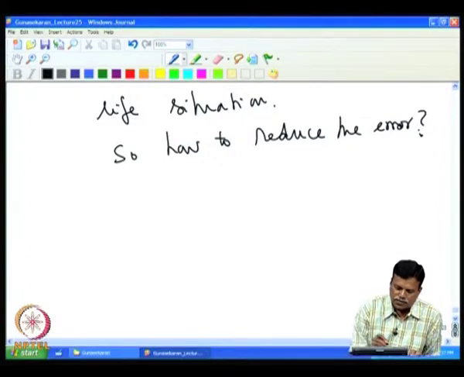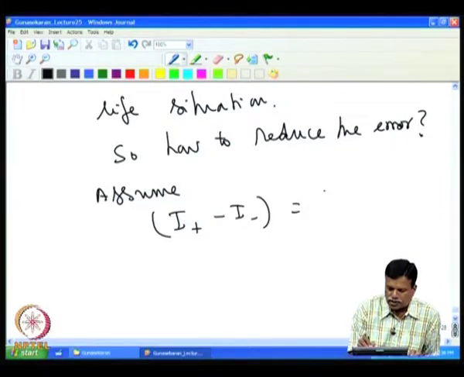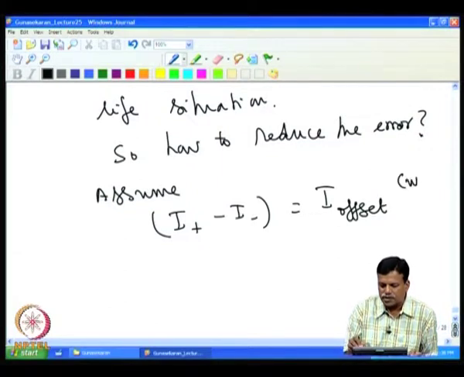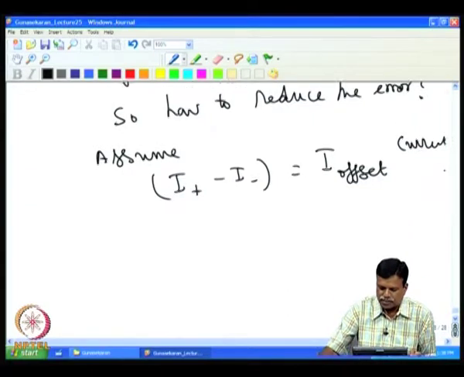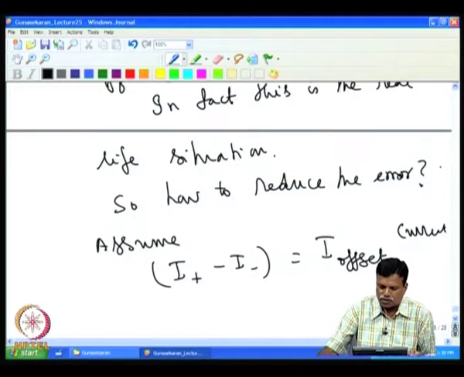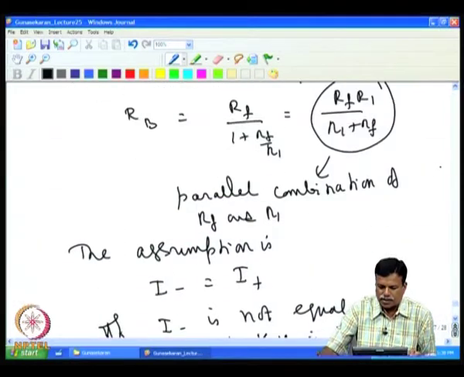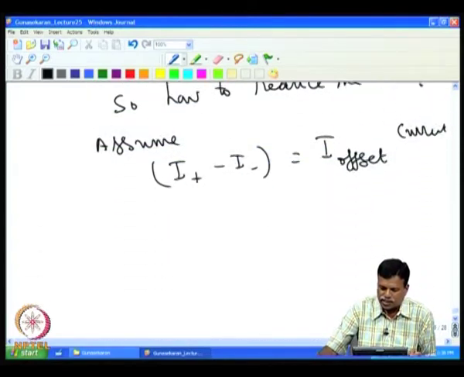So, what you do is assume I plus minus I minus, the difference, as I offset, we call offset current. So, the difference between the two currents we call it an offset current. The offset current is the quantity that is given by most of the operational amplifier manufacturers. So, if I know the offset current, then I should be able to find out the error. If the offset current is known, then what is the error?